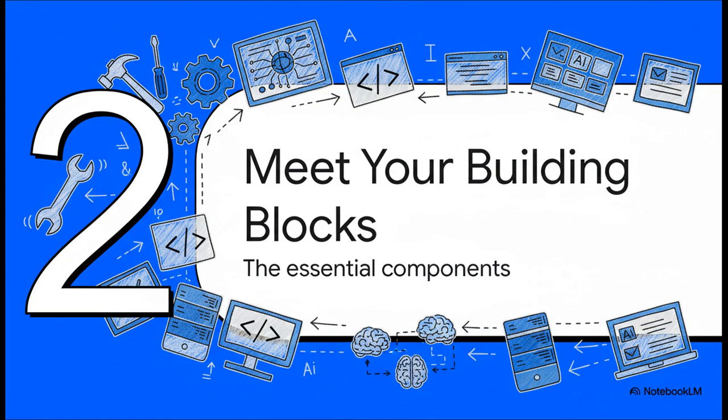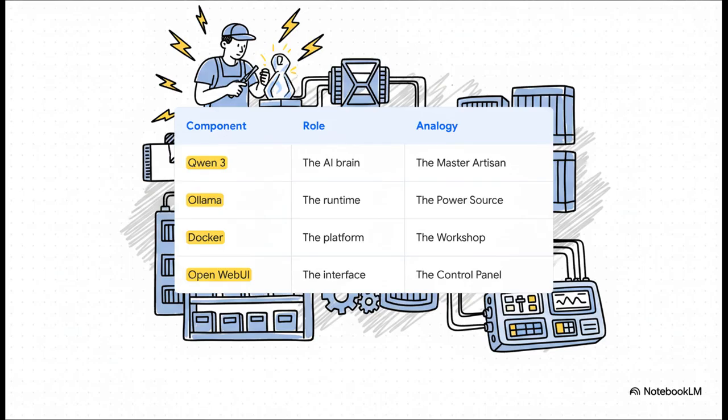All right, you can't build something great without the right parts. So, let's meet the cast of characters for today's build, the essential software components we're going to assemble to bring our AI lab to life. What I love about this is how these analogies just make everything click. Just think of it like this. Qwen 3 is our brilliant master artisan, the brain of the operation. Ollama, that's the universal power source that lets the artisan actually do its work. Docker is the clean, self-contained workshop where everything happens. And the Open WebUI, that's our sleek, modern control panel where we get to tell the artisan what to do.